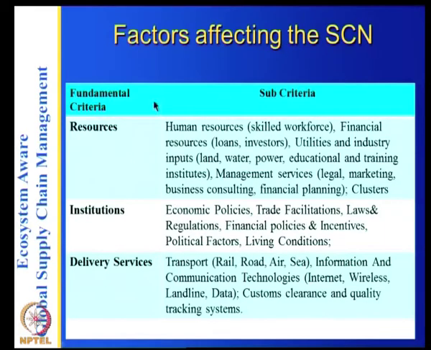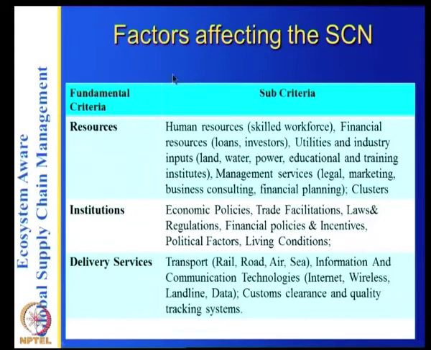Now, you have a place A, and you have scores for resources, scores for institutions, and scores for delivery services. You can have a weighted average of this. You have for place B a weighted average of this, and you can choose whichever is greater or less depending on what your criterion is. So, the point here is that these are the investment climate for any place for a supply chain.